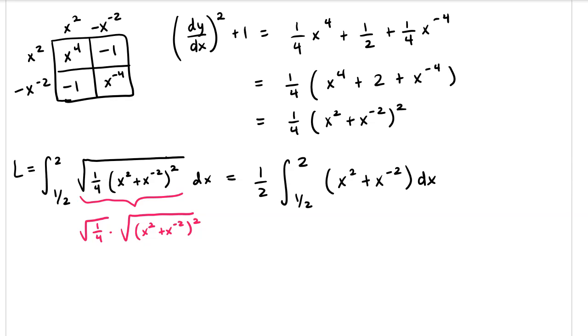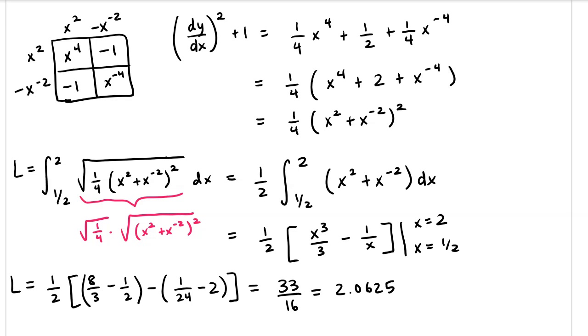And from here, we can take the antiderivative by using the power rule for integrals. So we get 1/2 times x cubed over 3 minus 1 over x. And we're evaluating this from x equals 1/2 to x equals 2. I went ahead and plugged in our limits of integration, and we find that the arc length of this curve between x equals 1/2 and x equals 2 is 33 over 16, which is equal to 2.0625. And that completes this example.